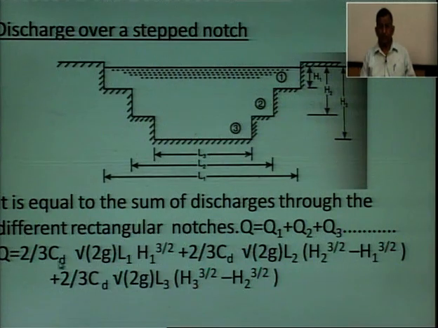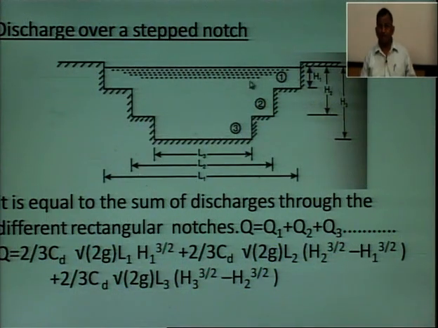That is equal to 2/3 CD root 2g L1 H1 raised to 3/2 plus 2/3 CD root 2g, where L2 remains the same, times H2 raised to 3/2 minus H1 raised to 3/2, because for the total calculated we have to subtract this one, plus this third segment. For the third segment we calculate its total value.